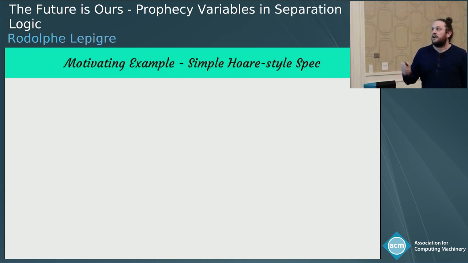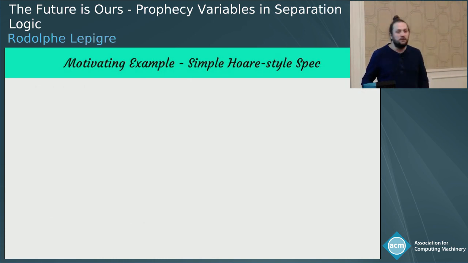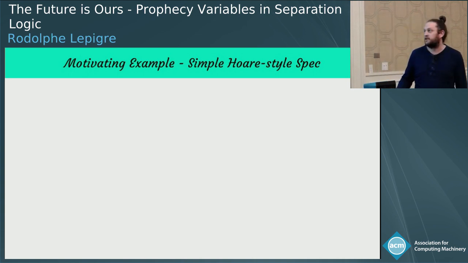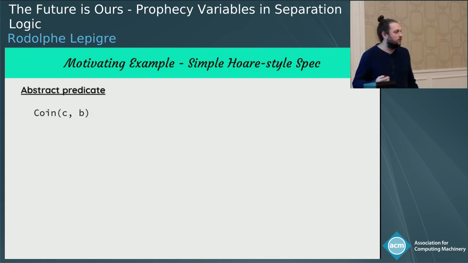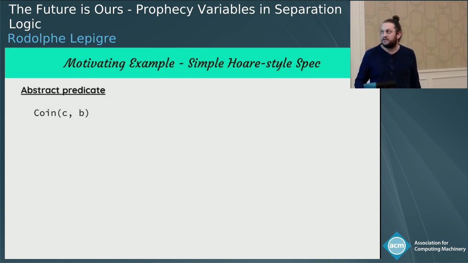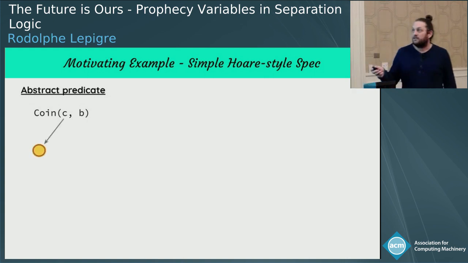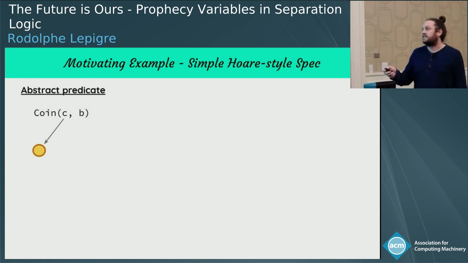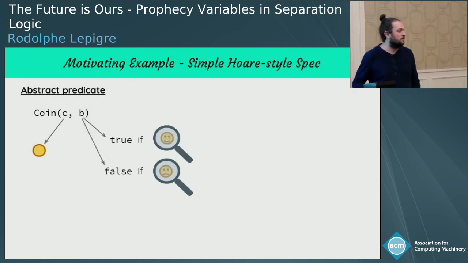Okay, so now that I've shown you the code, we might wonder what kind of spec we can actually prove for coins. The first thing we need to define for that is an abstract predicate that tells us what the value of the coin is and what the involved resources are. This coin predicate has two arguments. The first one is the coin itself, and the second one is a Boolean that is going to be true if the coin is in a good mood and false otherwise.